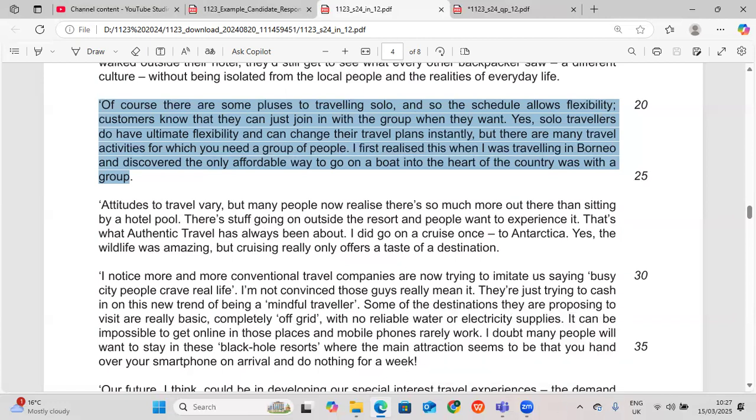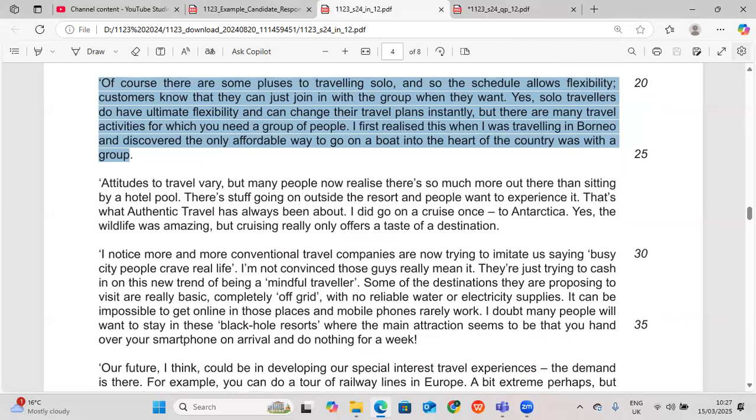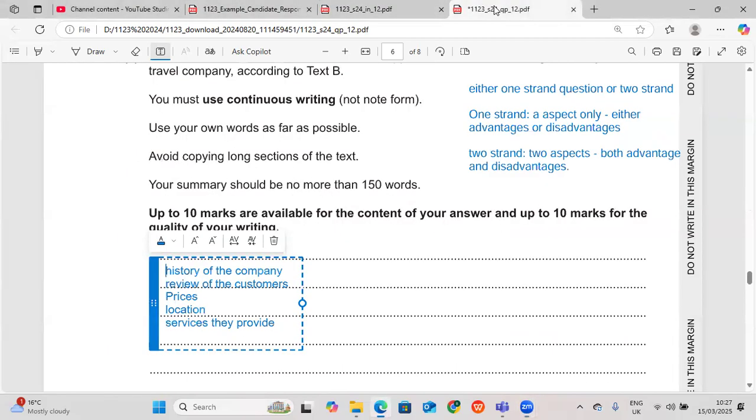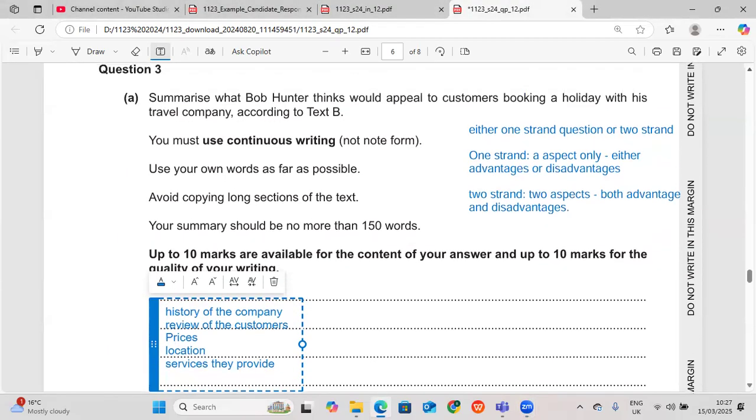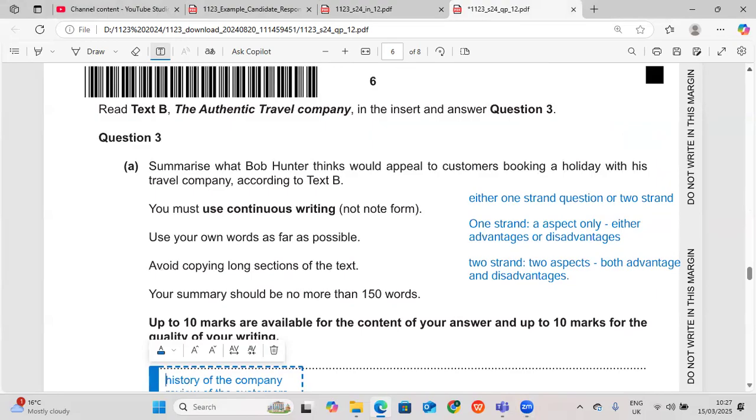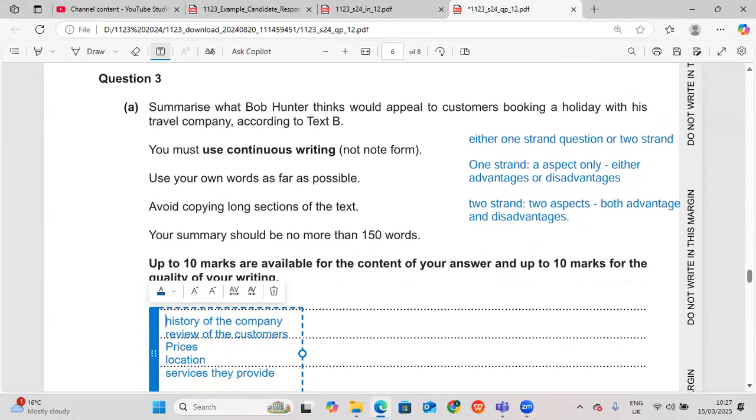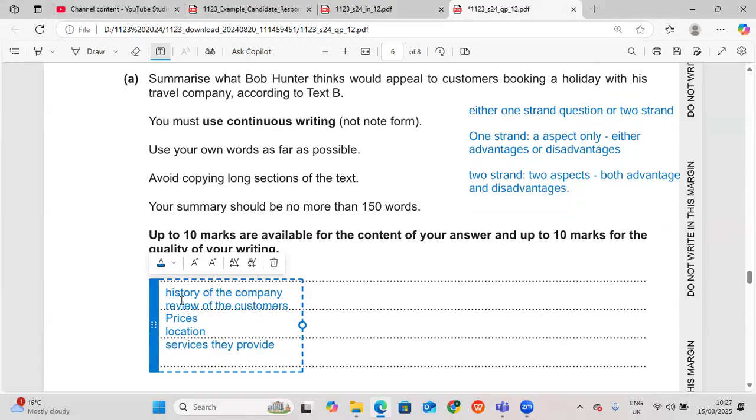Now remember, you always need to keep your question in mind, and it's good to refer back to it when you're reading a text. Your question clearly says, what would appeal to customers booking a holiday with the travel company of Bob Hunter. So what does his travel company offer? It's always good to make up your mind map related to these five points: history of the company, reviews of the customers, prices, location, and services they provide. Keeping these five points in mind will help you to make notes for your summary.